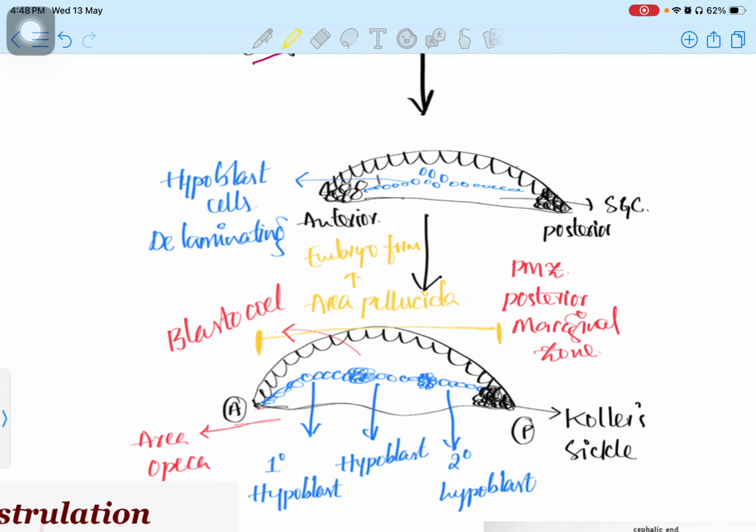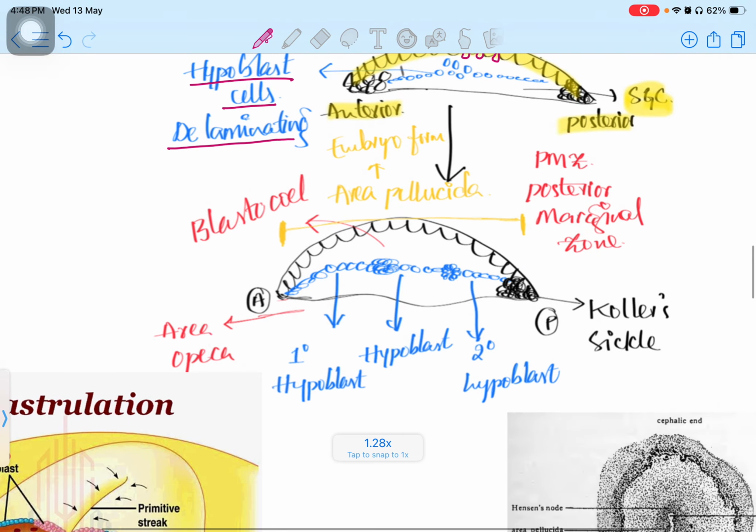Here you can see another structure. This is completely epiblast cells. Here the subgerminal cavity is present. This is the posterior side and this is the anterior side. From the epiblast cells, some cells will fall from the epiblast cells and they are known as hypoblast cells. This process of falling from the epiblast to the central region, meaning the subgerminal cavity, is known as delamination.